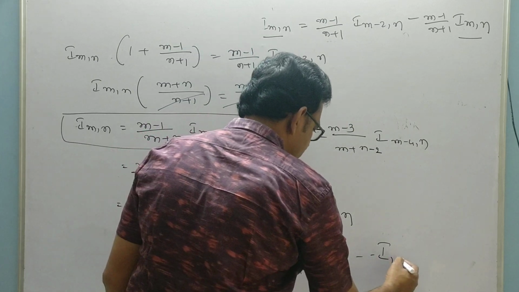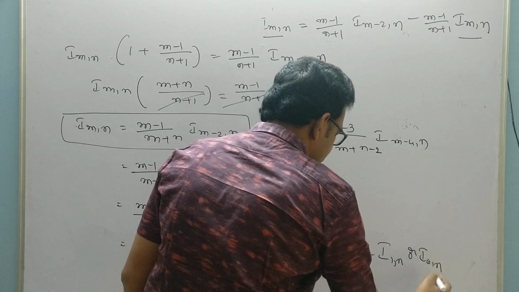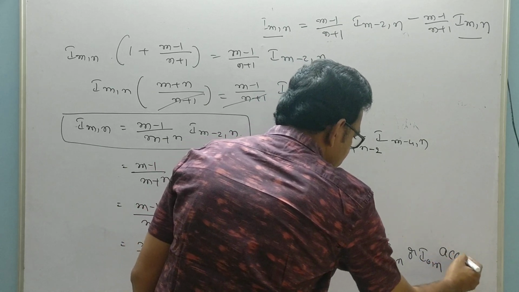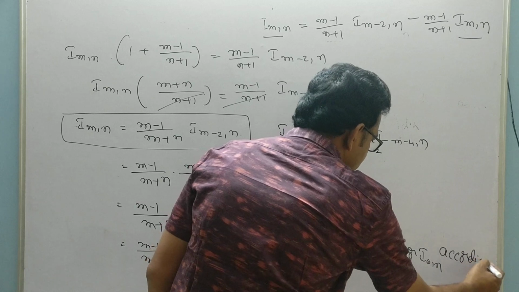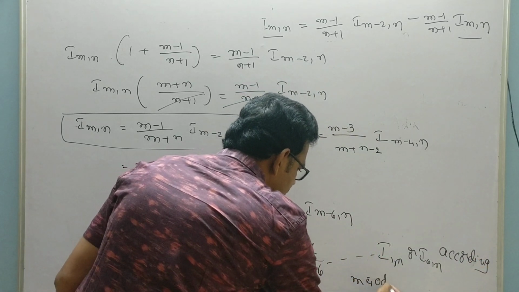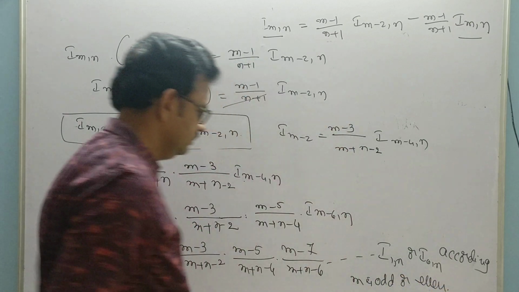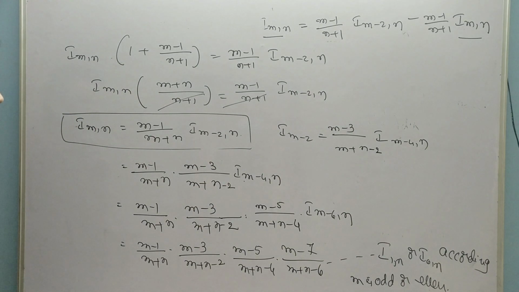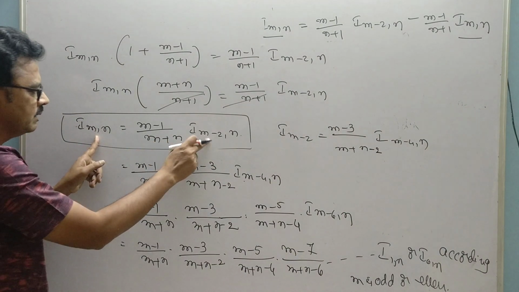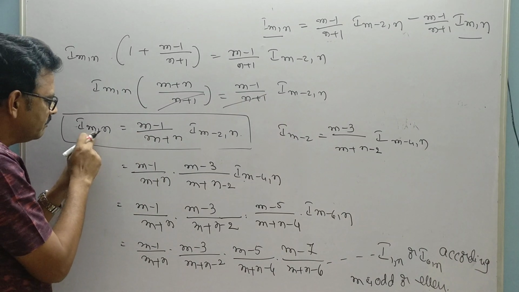Okay, I(1, n) or I(0, n), according to whether m is odd or even. M is odd or even. Suppose m is odd, whatever this becomes, m is odd. Last you write 3, I(3, n).